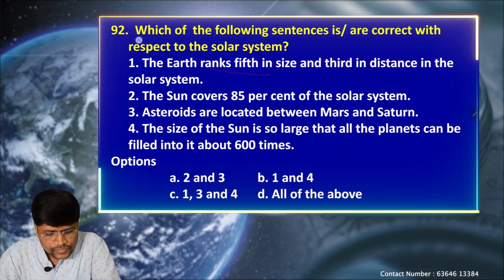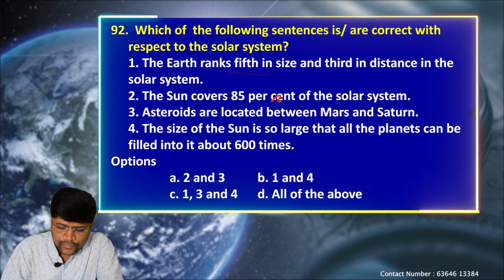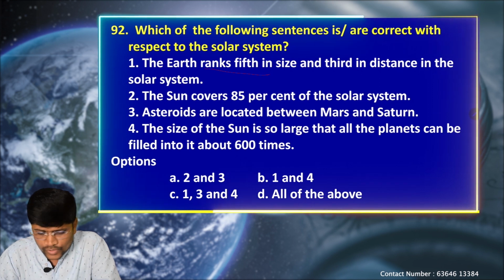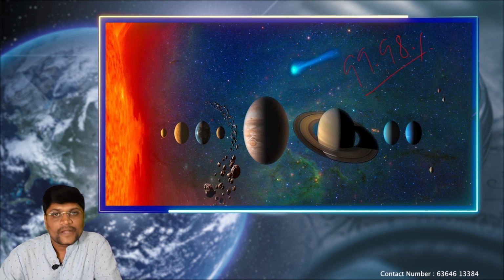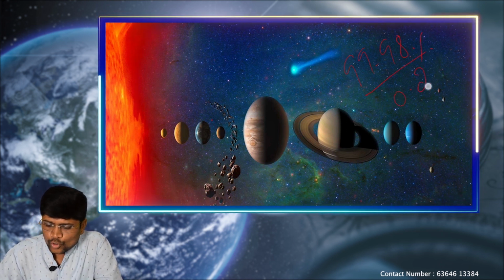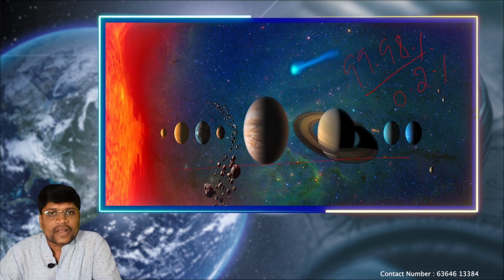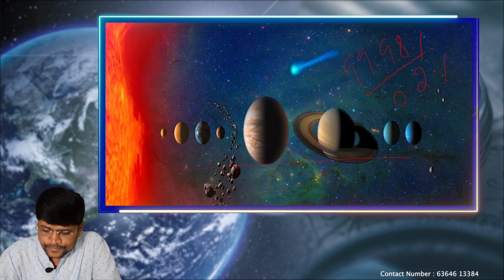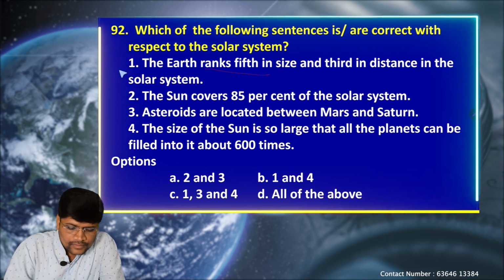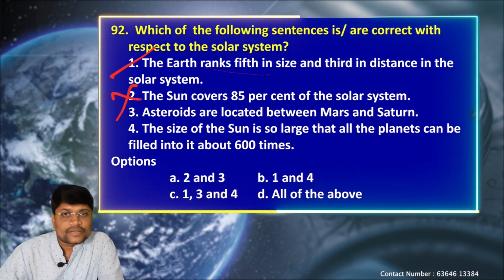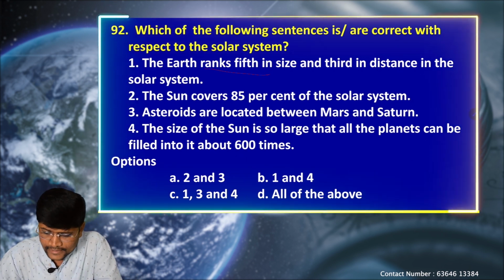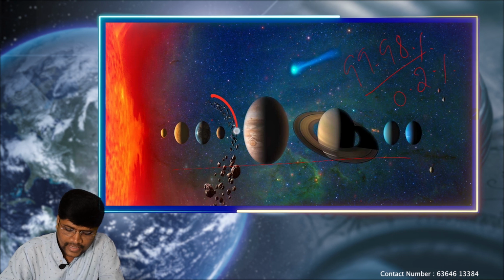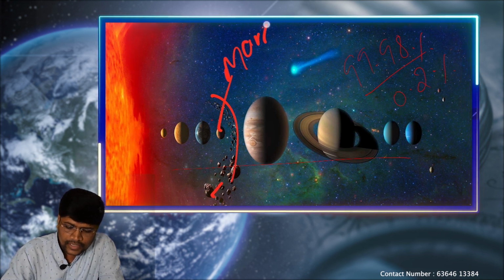Okay, so the next statement says the Sun covers 85% of the solar system. When we compare to the solar system, 99.98% of the mass is occupied by the Sun. Hardly 0.2% is occupied by the rest of the planets. Okay, so that's why this statement is correct. The second statement is wrong. Next, asteroids are located between Mars and Saturn. Okay, let's see. These are the asteroids. These are found between Mars and Jupiter.